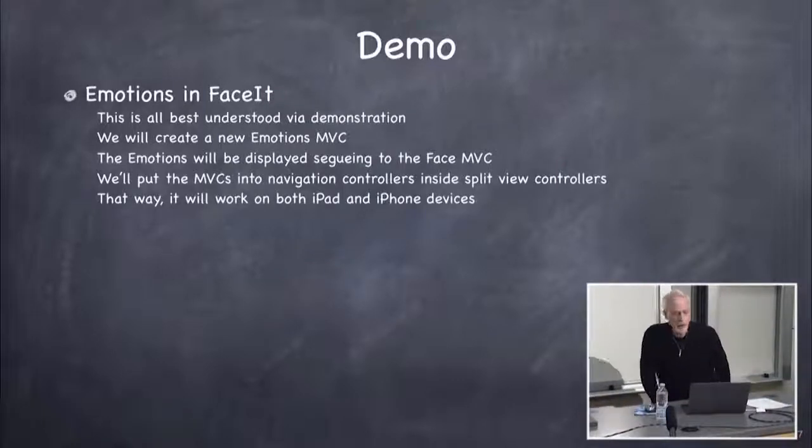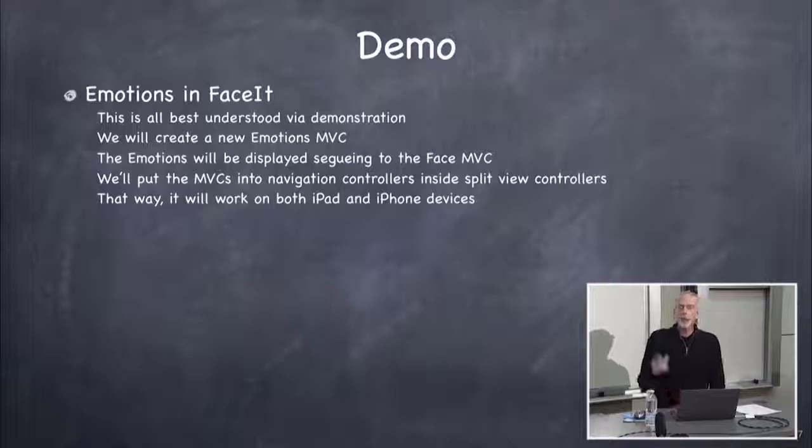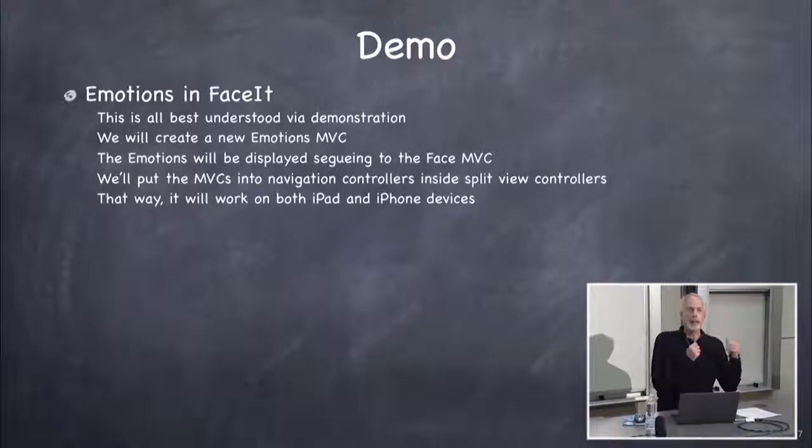Okay, I'm calling this demo Emotions in FACEIT. If you remember last time, we built a nice MVC that knows how to draw a face. It was a pretty generic MVC, and it had a model, which is a facial expression. So now we're going to build a more complicated app that has two MVCs. And one MVC is going to let you choose an emotion, like happy or sad. And then the other MVC is just going to be our generic face view, right? And it's going to show that emotion.